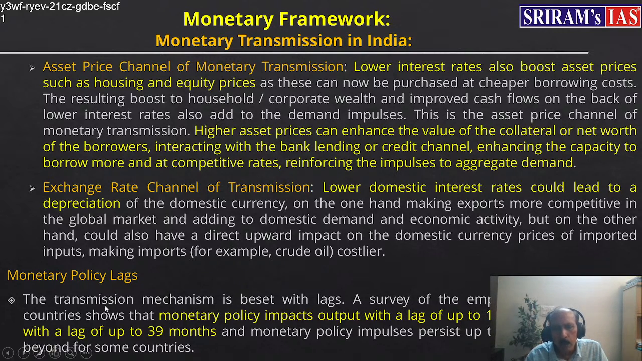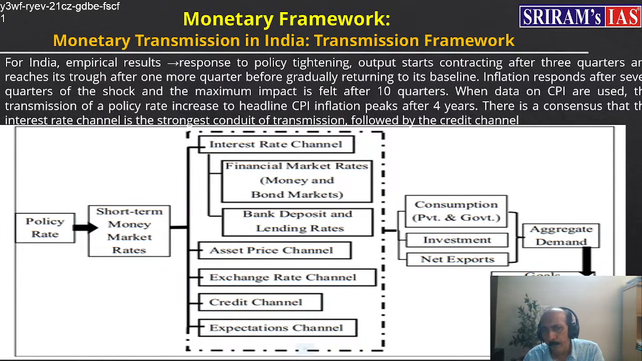You see that the transmission mechanism has been estimated in a few studies. Some of the empirical literature indicates that monetary policy impacts output with a lag of up to 12 months, and inflation with a lag of up to 39 months. It might take so much time in controlling the inflation through change in the policy rate. If such a long period is there in the transmission lag, then obviously the monetary policy will be less effective.